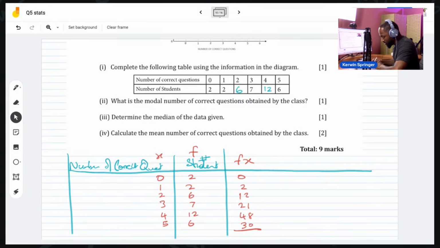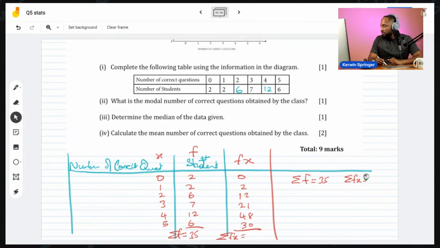So the sum, and that's the symbol there, of fx is equal to, somebody tell me how much is the sum of fx. You also need to know the sum of f. So the sum of f is just the sum of the frequency, which we already have been told is 35. So the sum of f is 35. The sum of fx is 113. So that's how you find the mean of grouped data like this.